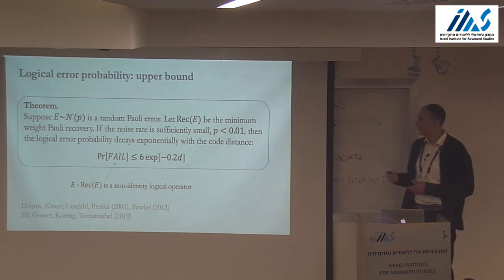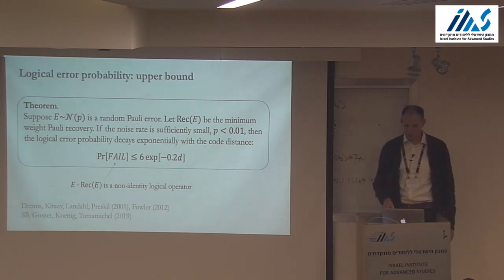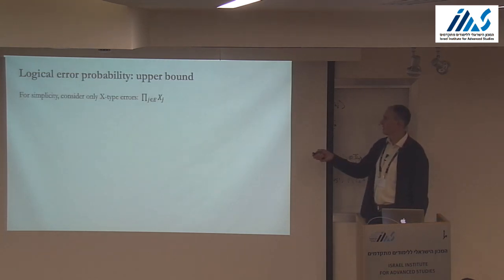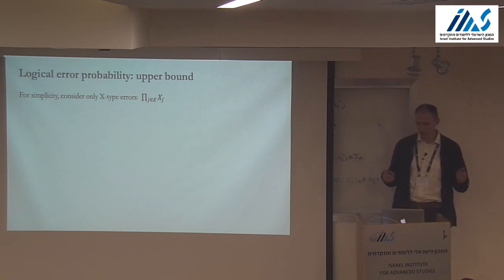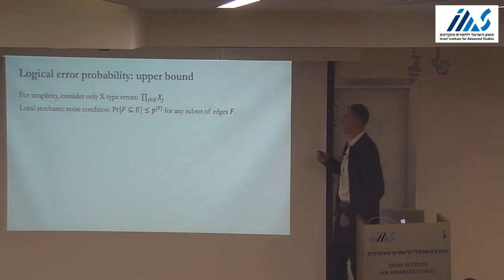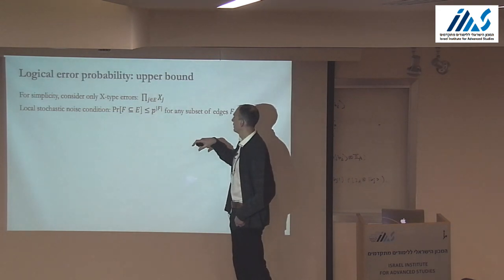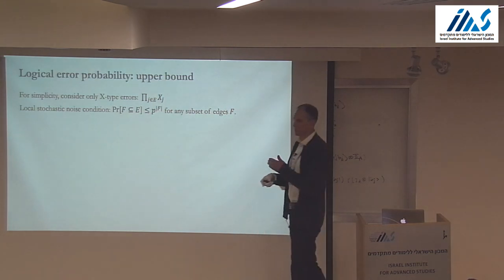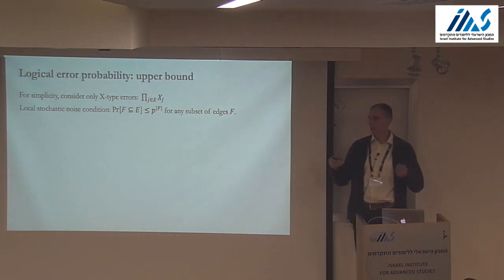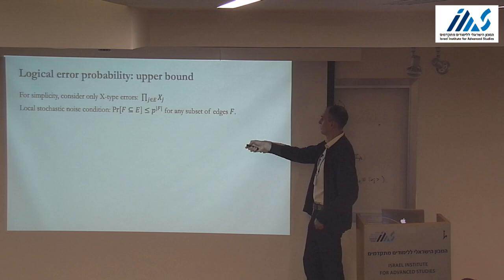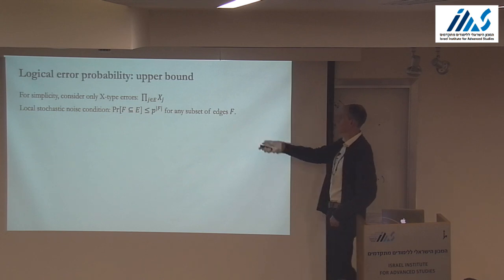And the proof is very simple, so let me just briefly sketch it. For simplicity, let's assume that we have only X-type errors. Then basically we can identify an error and its support, F. The local stochastic noise condition says that the probability of having an error on a set of qubits F is at most this number.